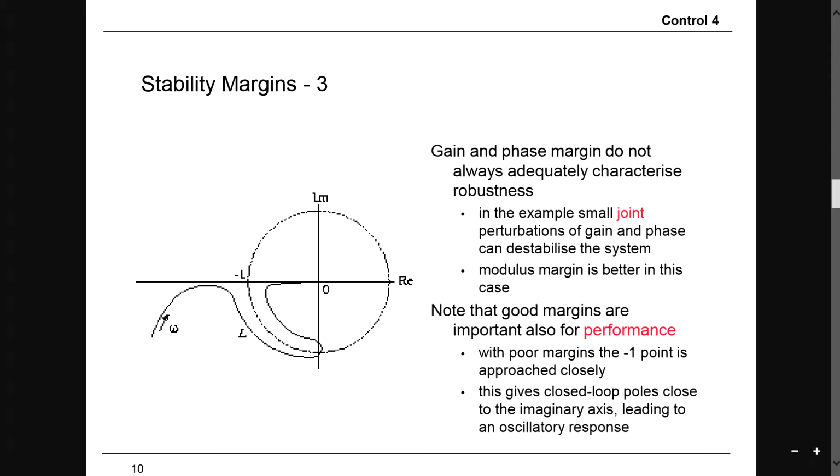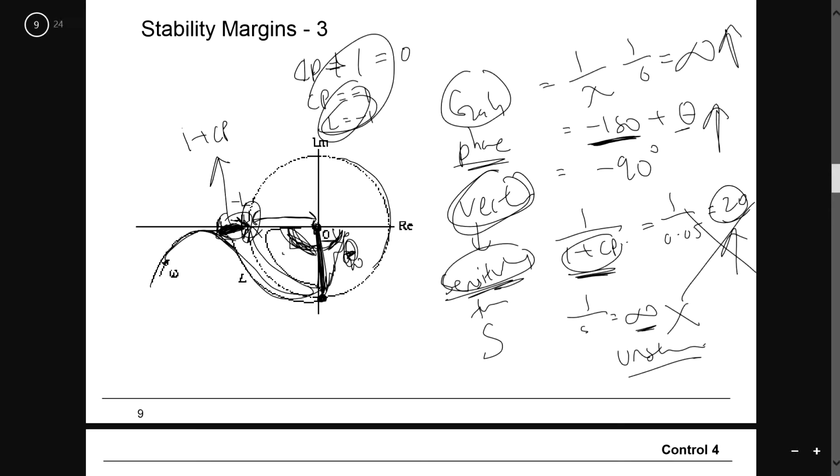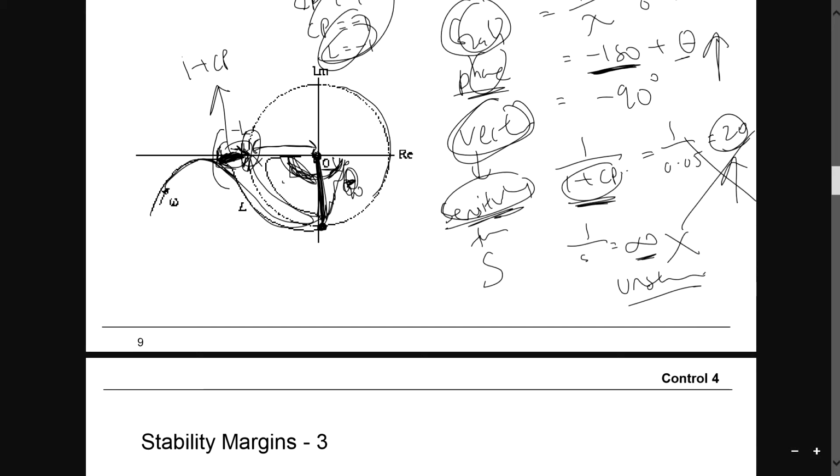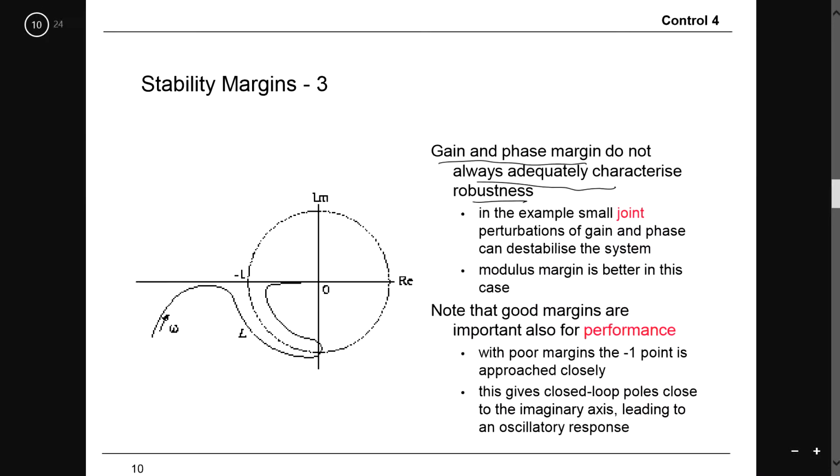And that's why they explain on this page that gain and phase margin do not always adequately characterize the robustness. As you can see from the previous page, if gain and phase margin are high, it is very good, because we're stable. But as for this point over here, although I drew it until it's very tough to see, it's very near, right? So the gain and phase margin cannot help us here. So we need another type of margin. We call this the vector margin.